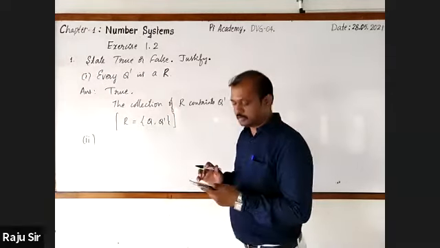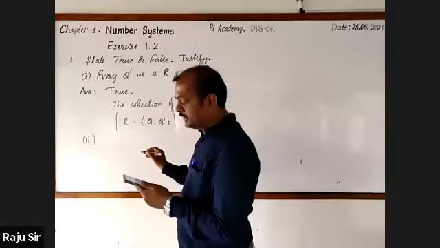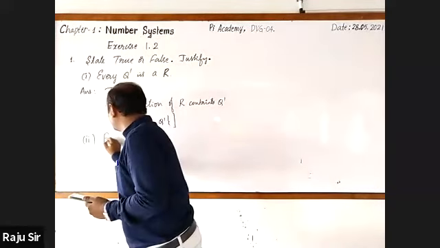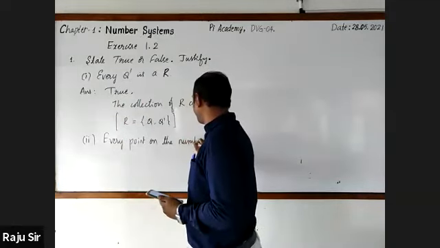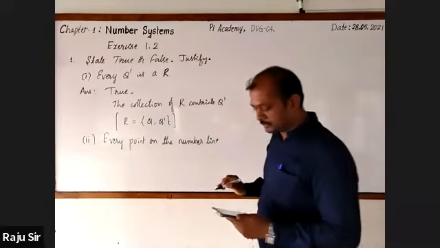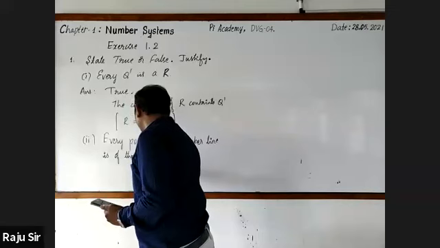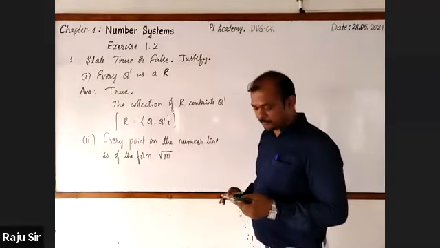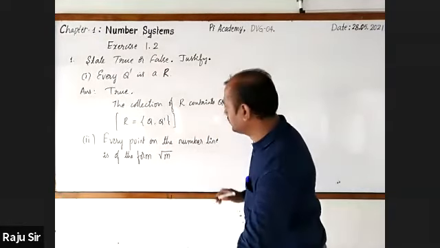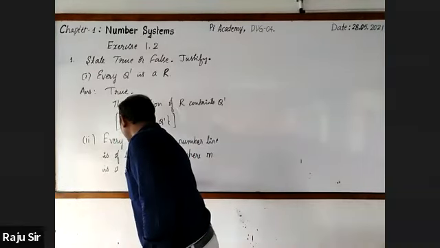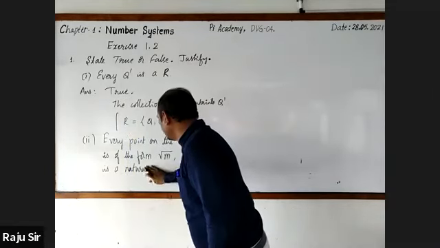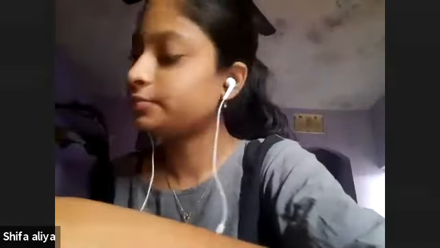Alright. Next, second sub question. Every point on the number line is of the form root m, where m is a natural number. False, sir. Wait, copy this.